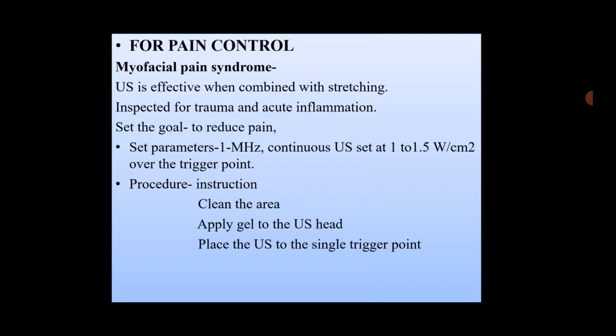You keep the parameters at a frequency of 1 megahertz, continuous ultrasound of 1 to 1.5 watt per centimeter square over the trigger point. You should only give double the size of the sound head. You should not give more than that. If the sound head is 5 centimeter in diameter, then you should give 10 centimeter diameter as the treatment area.